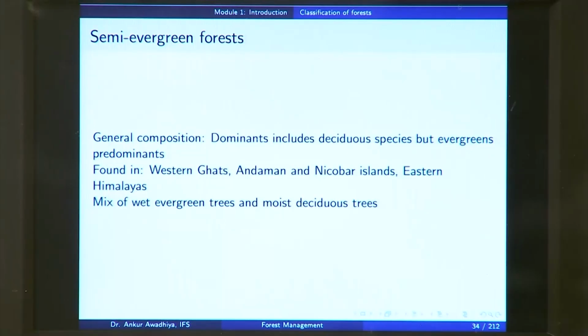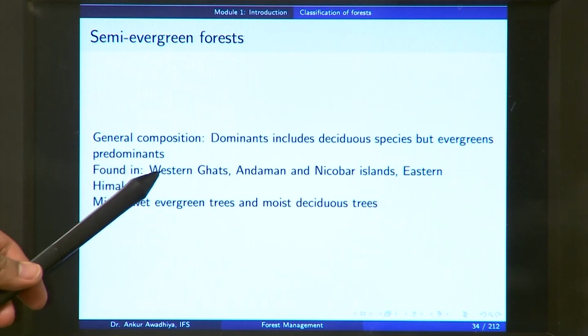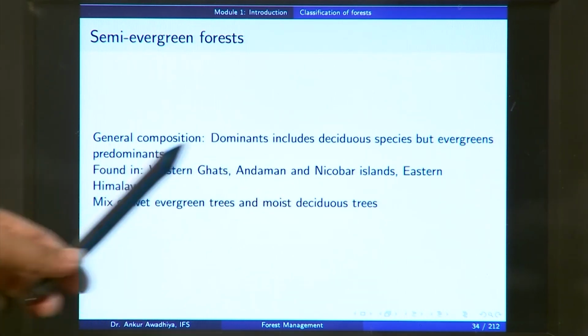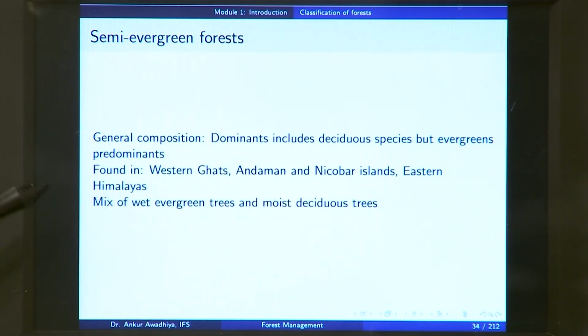So, in these forests you have both evergreen species as well as deciduous species, and these are also found in the Western Ghats, Andaman and Nicobar Islands and Eastern Himalayas. And you will find a mixture of trees, some wet evergreen trees and some moist deciduous trees.